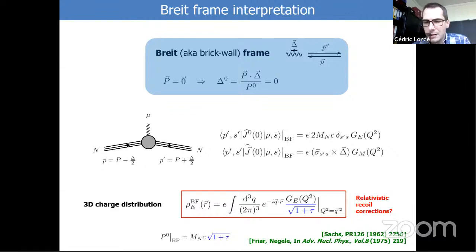Something that is usually not so much discussed is that actually there's an ambiguity, because we have to normalize these quantities, and depending on whether you normalize with 2 times the mass or 2 times the energy in the Breit frame, you may have extra factors that appear here, which I wrote in blue. So traditionally, people use just the black expression, but others, like Friar and Negele, advocated that the correct thing to do would be with the blue thing.